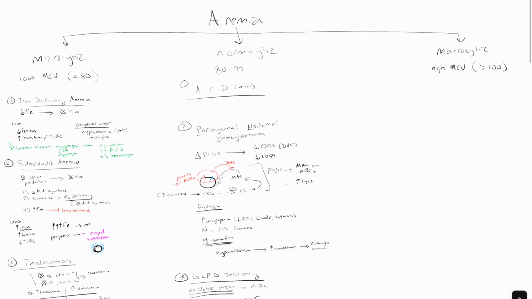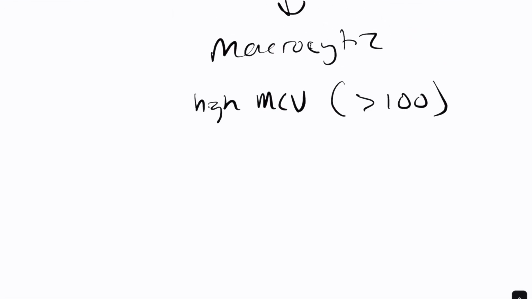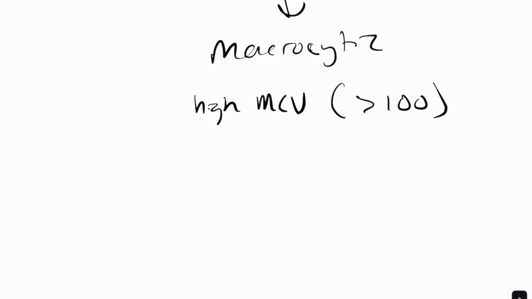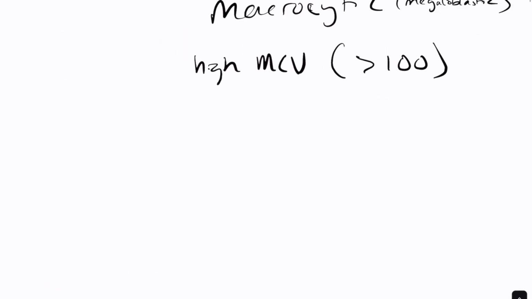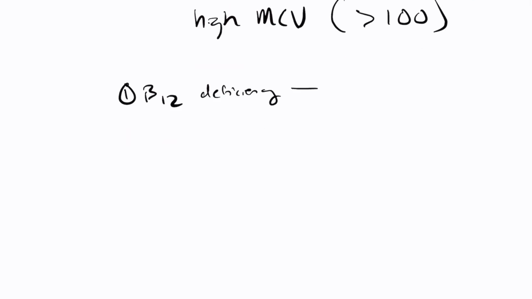Now we're on to macrocytic anemia. For the purposes of this exam, there are both megaloblastic and non-megaloblastic causes. In megaloblastic anemia, the main thing to consider is B12 deficiency. The thing to understand about B12 deficiency is that it takes years to develop any kind of symptom.